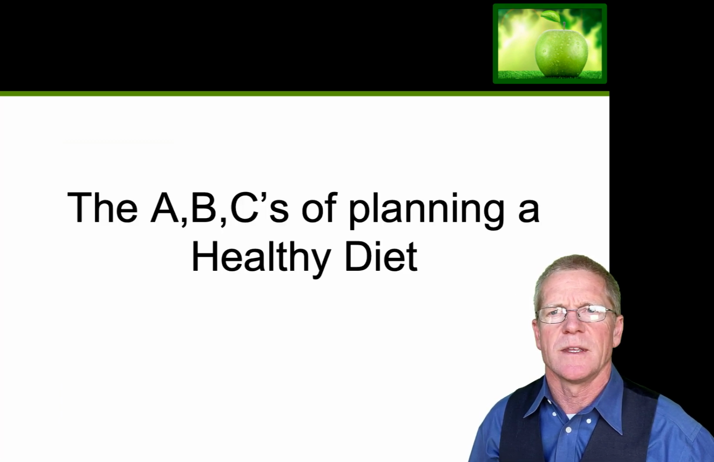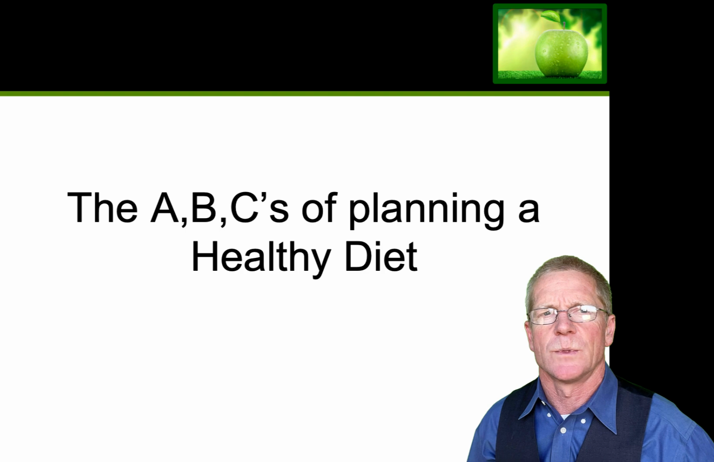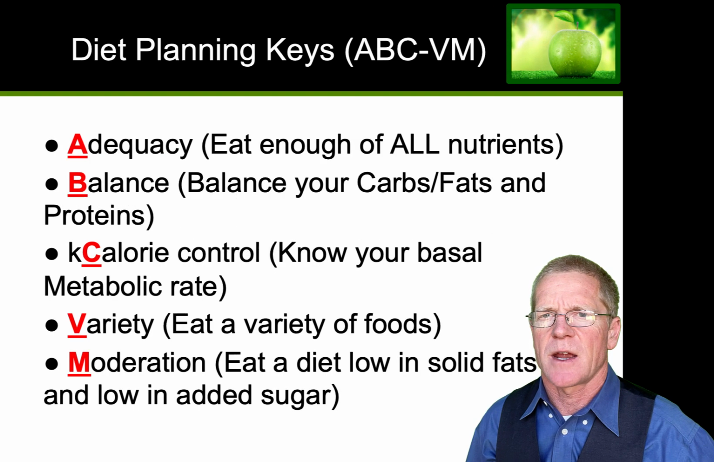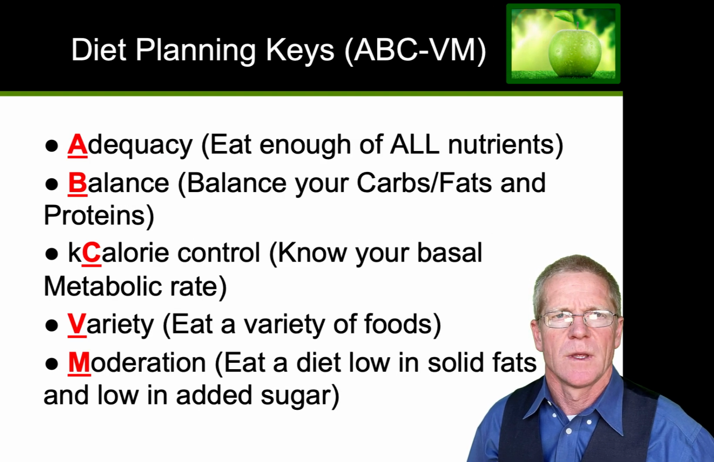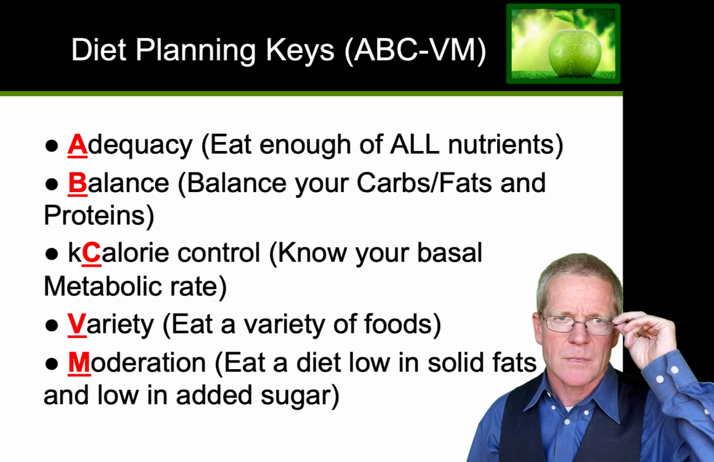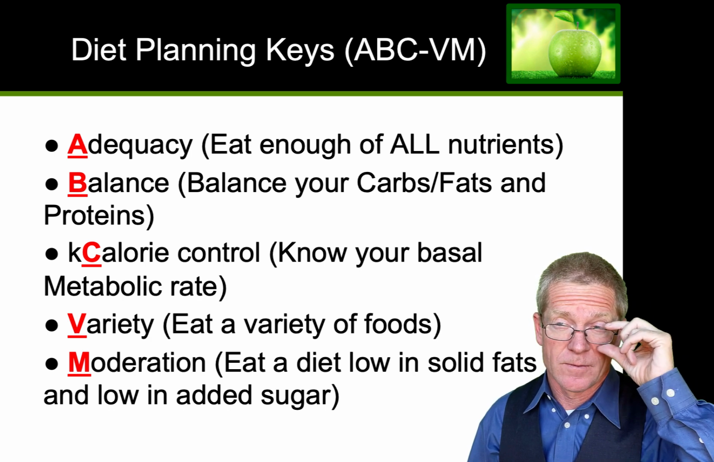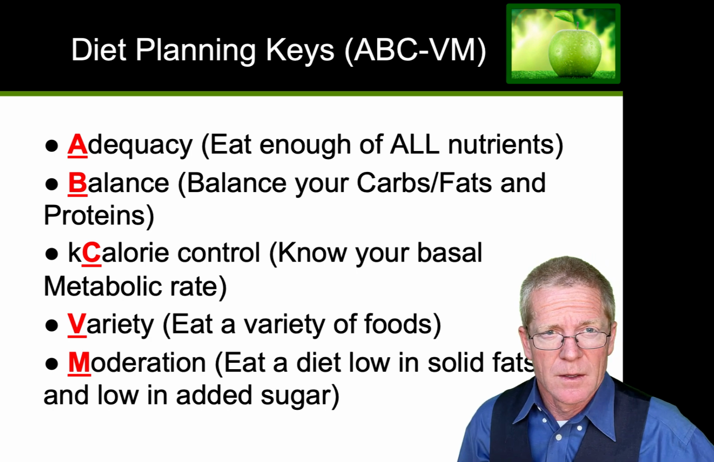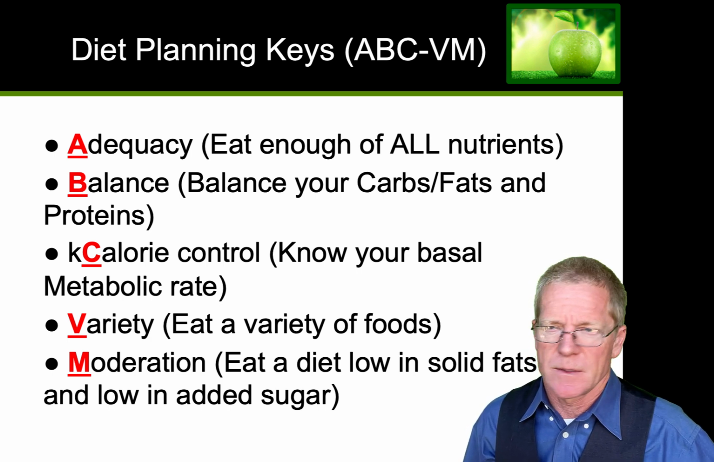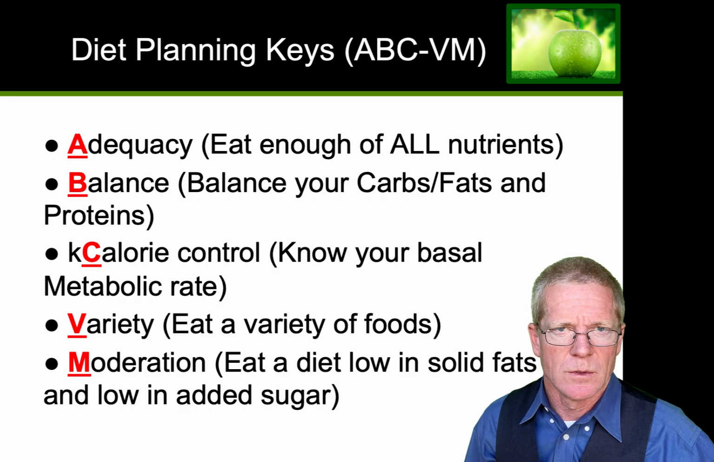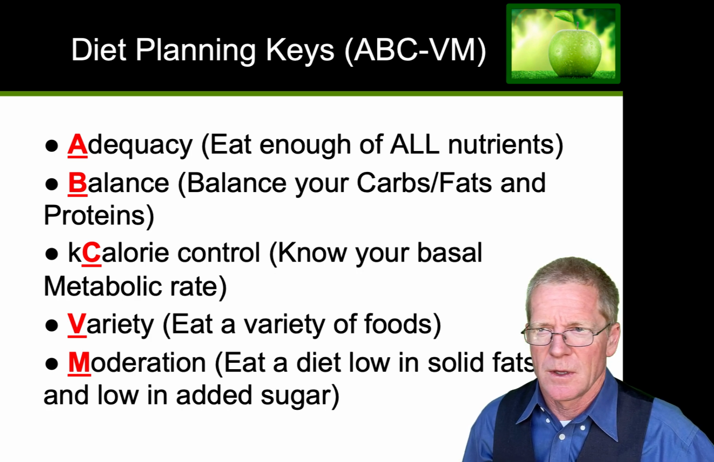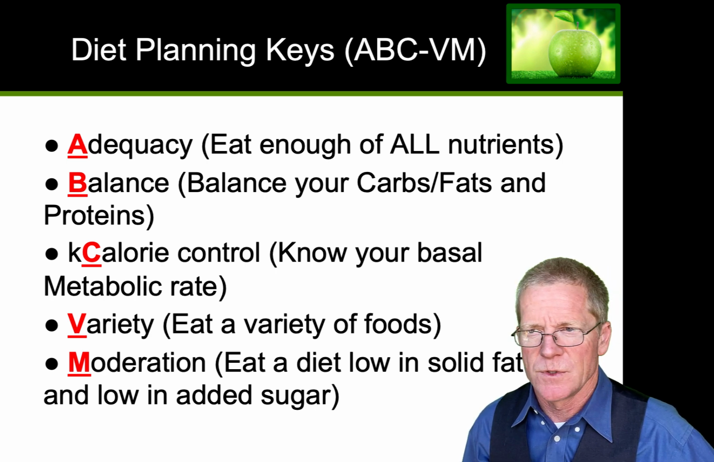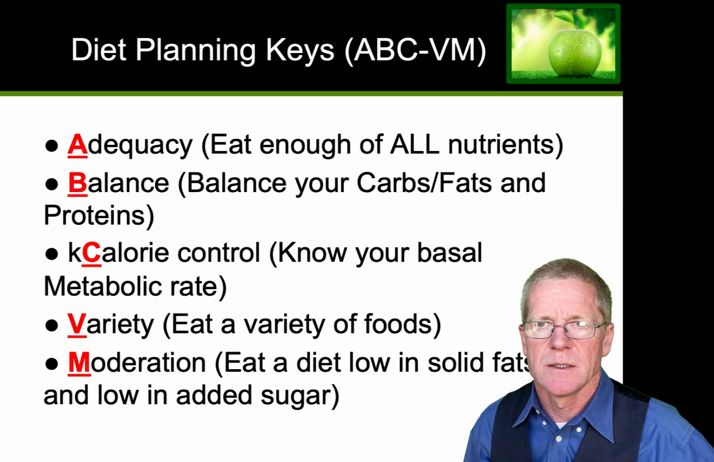Today we're going to talk about the key dietary planning principles. I use this acronym ABCVM to help you remember the key factors that you'll need to maintain a healthy diet. The first principle is adequacy. Adequacy means eating all of the vitamins and minerals. That means choosing foods that are nutrient dense, foods like fruits, vegetables, and whole grains.